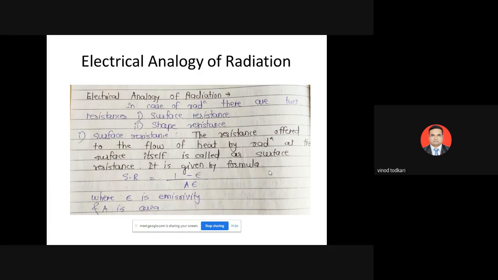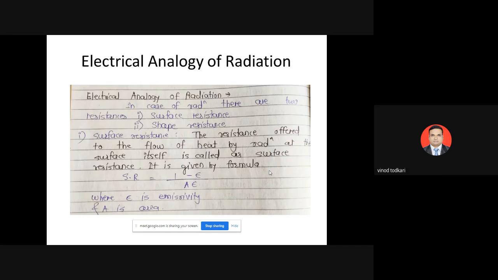What A you will take? You will take A as surface area. For example, if a spherical ball is there, you will take A as 4 pi r square. If a cylindrical object is there, you will take A as pi dl because pi dl is the surface area of cylinder. In previous case, 4 pi r square is the surface area of sphere. So, is the concept of surface resistance clear to you?